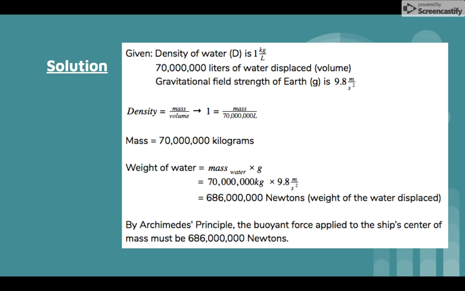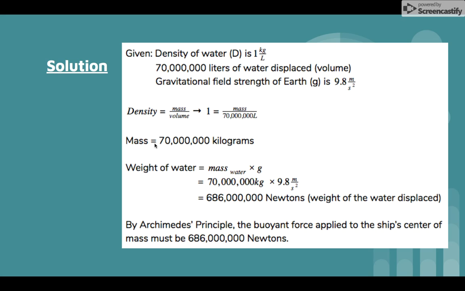It is very important to find the weight of the water displaced by the ship, because Archimedes' principle states that the buoyant force acting on the object is equal to the weight of water displaced by the object. In order to find the weight of the water, it is important to find the mass of water by using the density formula. The density of water is 1 kilogram per liter, and because 70 million liters of water are displaced, the mass of the water is 70 million kilograms.